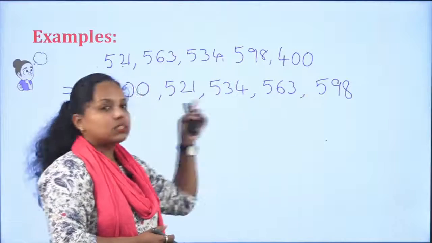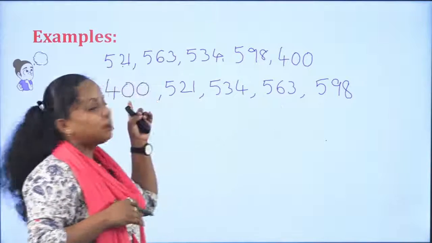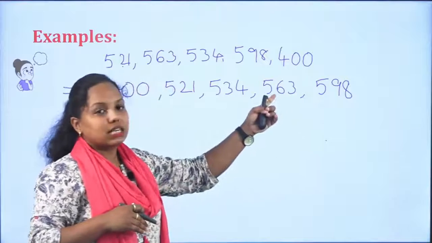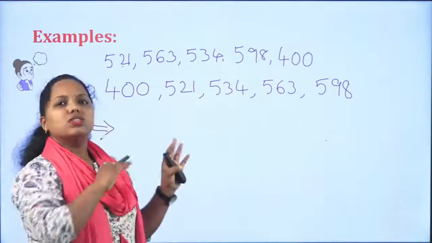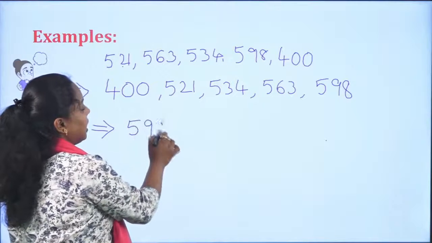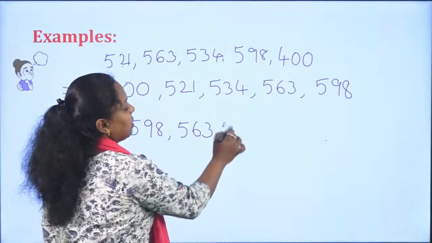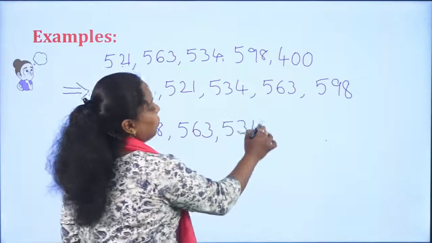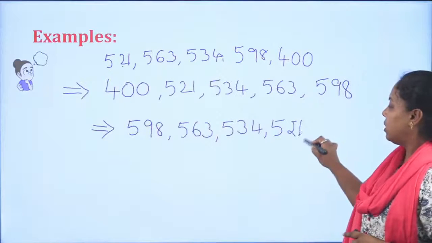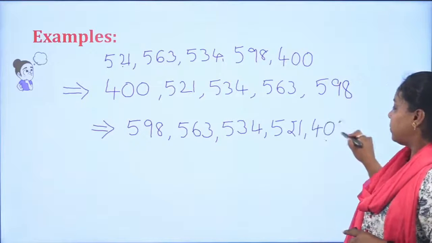So, which is the greater number here? Obviously 5 is greater, that is 5 is similar in all of them, 5, 5, 5 when compared to 4. What is the next number? 9. Next number 6. Next number 3, 2, 1. Just write it in a reverse format. So, 5, 9, 8, comma 5, 6, 3, comma 5, 3, 4, comma 5, 2, 1, comma, what is the last number? It is 400.